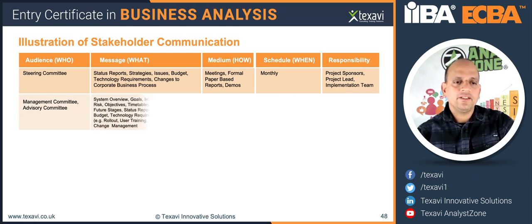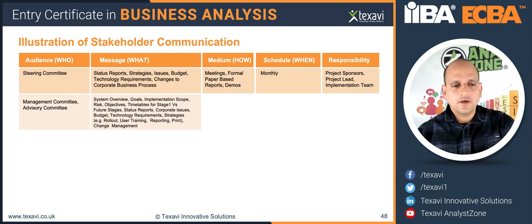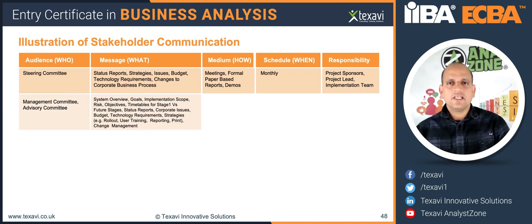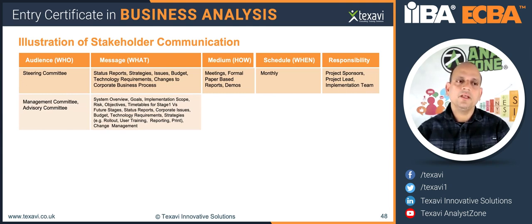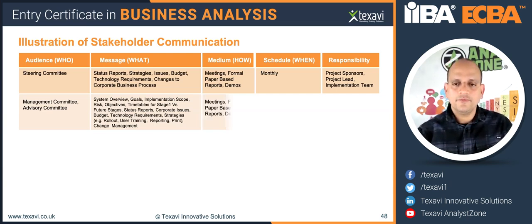And management committee, advisory committee, you can have implementation scope, risk, objectives, all of these. You can send the issues, you can send budget, technology requirements. These are people who are the project board, for example, the senior project management advisory board, the quality assurance board, and things like that. The steering committee, for example, all of those would be a typical project level. This is not the organizational level. So at this particular level, you've got again a core project committee or core project steering committee. So these are the kind of things that you would like to involve for them.